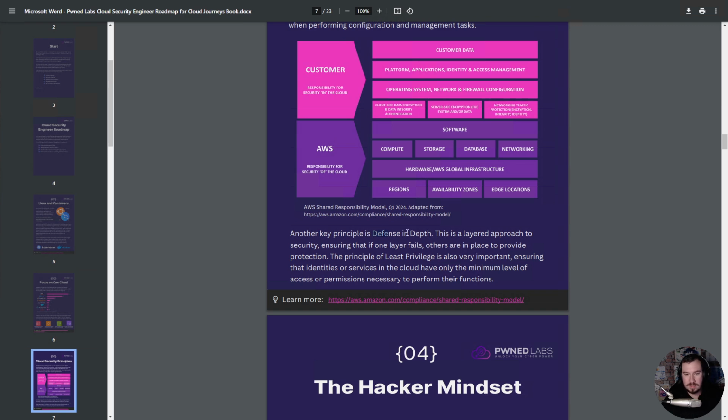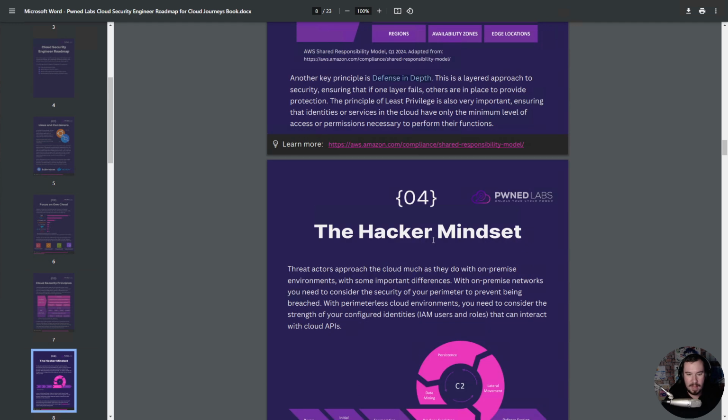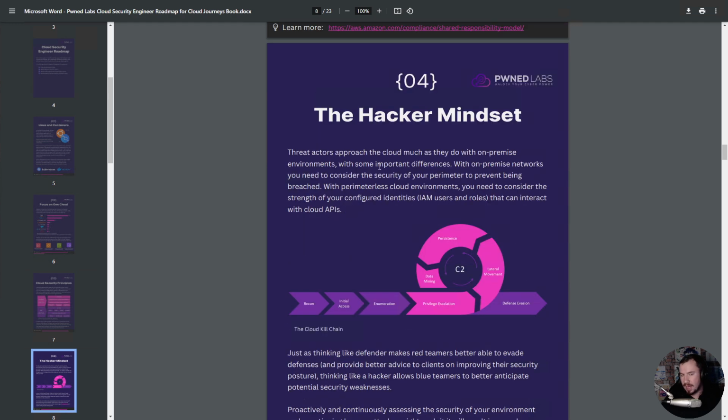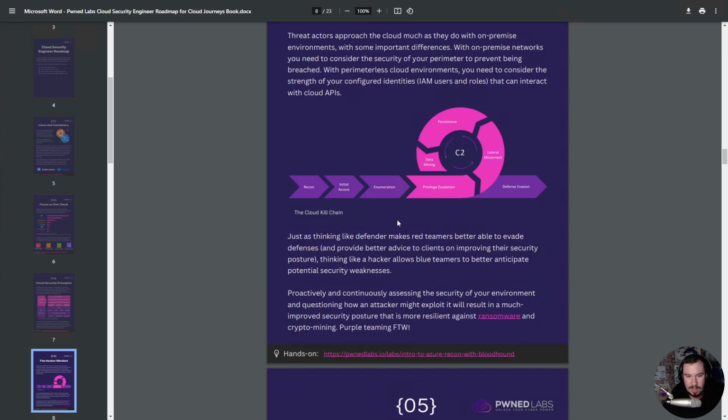Another thing is defense in depth, right? That's general cybersecurity, having multiple things in place to stop a breach from happening. We have the hacker mindset. Threat actors approach the cloud much as they do with an on-prem environment with some important differences. With on-prem networks, you need to consider the security of your perimeter to prevent being breached. With perimeterless cloud environments, you need to consider the strength of your configured identities, IAM users and roles that interact with cloud APIs, and we're going to get hands-on with some of that stuff as well.